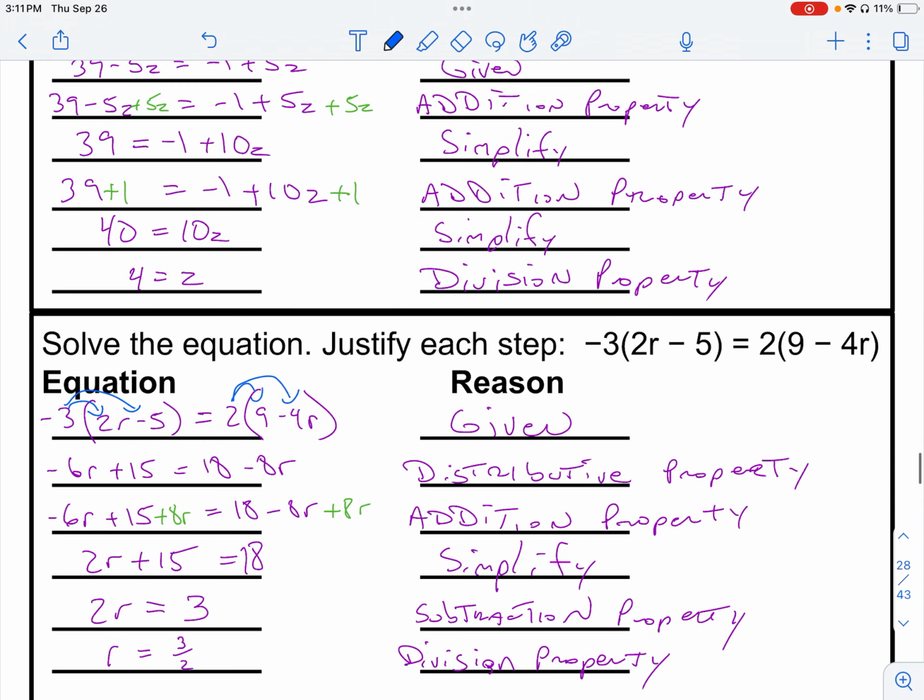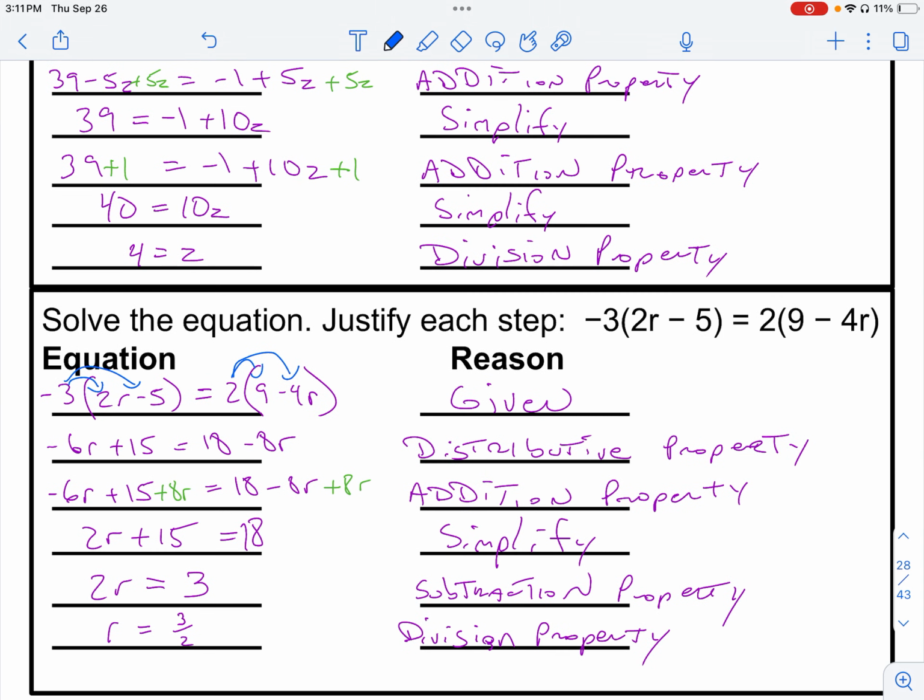And then after we do that, we're going to divide by 2. And we're going to end up with a final answer of r equals 3 divided by 2. That's our division property. So hopefully as you check your work, you're just working through the process and not worrying about what the numbers or letters or other things are. We're only worried about doing the process.